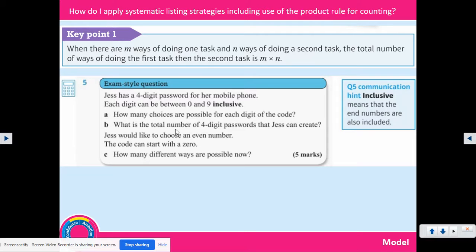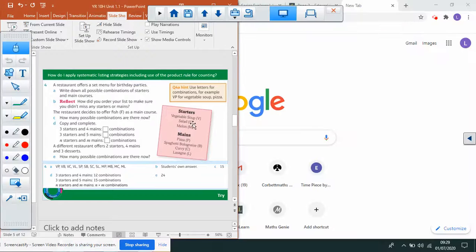Okay, so now I'm going to go through this question with you as an example. It's an exam style question and you can use a calculator. So please have a calculator or your phones ready so you can use them as I'm going through with you. So the key point says where there are m ways of doing one task and n ways of doing the second task, the total number of ways of doing the first task, then the second task is m times n. So that's what we've already discussed. It's m times n. So let's have a look at the question.